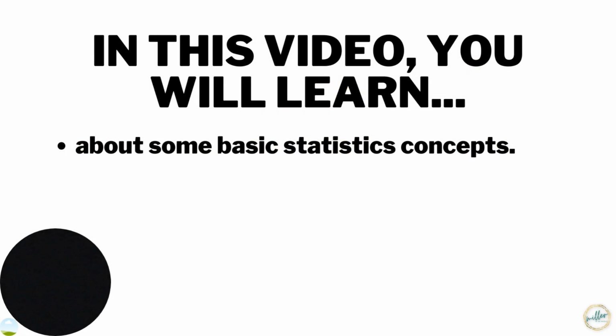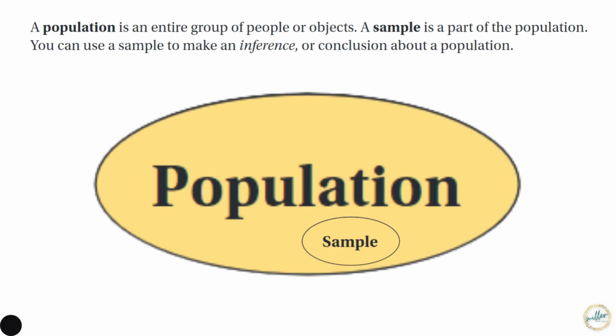In this video, you will learn about some basic statistics concepts. When someone needs to know information about a group of people, sometimes they create a survey. They ask questions of a sample of people. The sample is part of the population that they want to know about. A population is an entire group of people or objects, and a sample is a part of the population. You can use a sample to make an inference or a conclusion about a population.